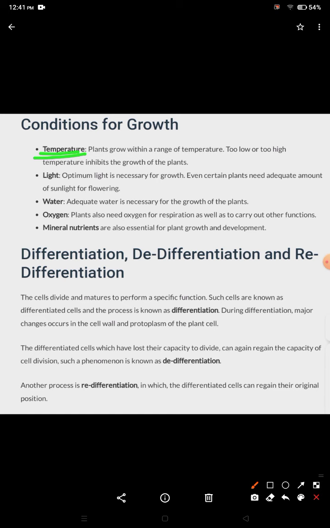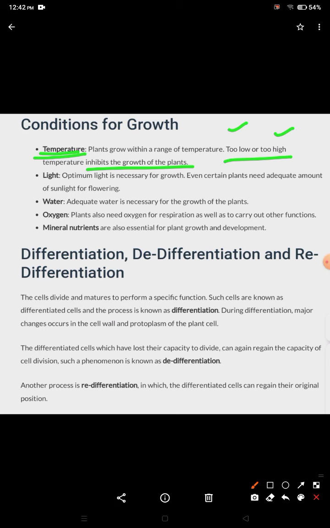Whatever the temperature needed by different categories of plants, optimum temperature is required. Optimum temperature is required for the efficient working of the enzyme. If the temperature is too low or too high, it inhibits the growth of the plant. The enzymes become denatured or inactive at very low or high temperature. They work efficiently only at the optimum temperature. So optimum temperature is required for the proper growth and development, for the proper working of the enzyme.